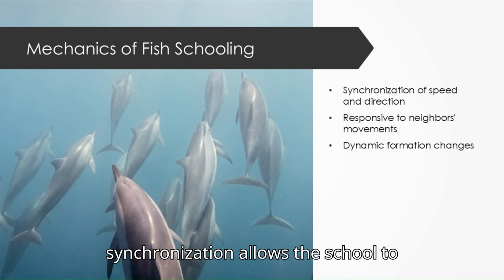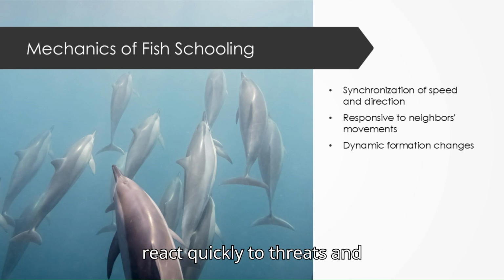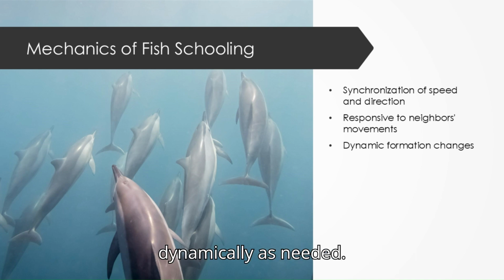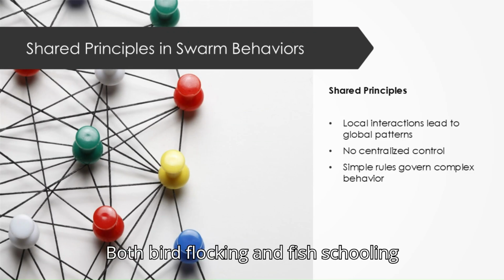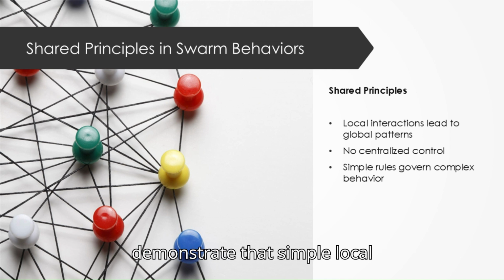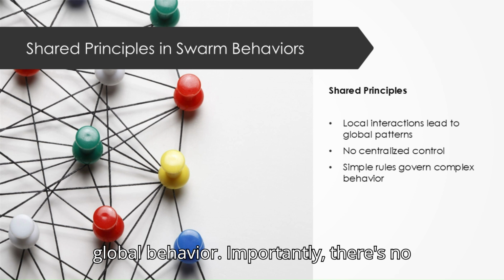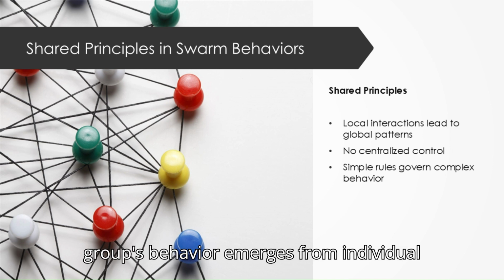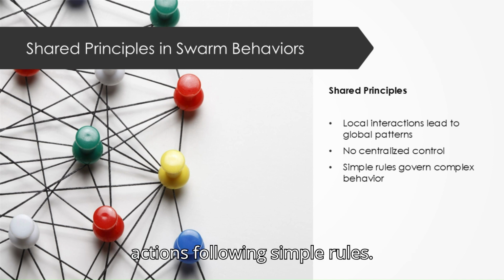This synchronization allows the school to react quickly to threats and opportunities, changing formations dynamically as needed. Both bird flocking and fish schooling demonstrate that simple local interactions can lead to sophisticated global behavior. Importantly, there's no leader dictating movements. Instead, the group's behavior emerges from individual actions following simple rules.